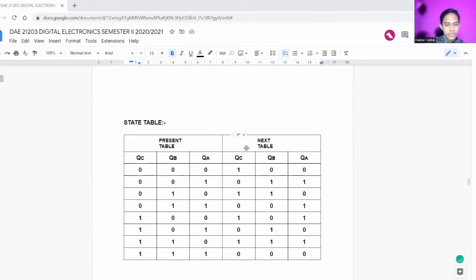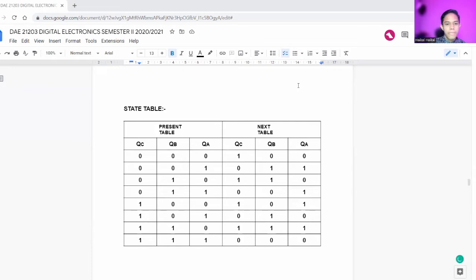We continue with the state table. In the state table, we have two things, present state and next state. The present state uses the sequence or decimal 0 until 7. But the next state does not use the sequence 0 until 7. It becomes random. It can be 0, 3, 4, 7, 6. I will give you an example.